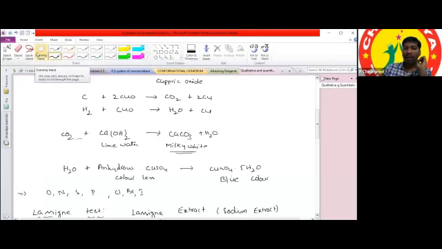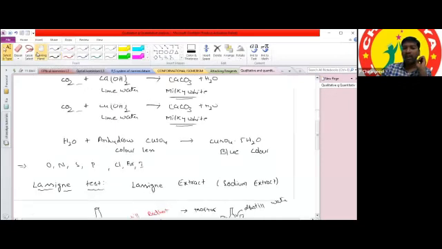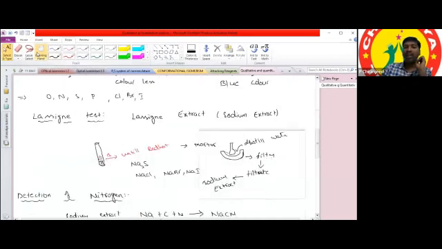After that, organic compounds may contain other remaining elements also. What are the other elements? They may contain oxygen, nitrogen, sulfur, phosphorus, and halogens. Which halogens? Chlorine, bromine, iodine also. Sir, how are we going to identify all these? Here we can do the Lassaigne test. By doing the Lassaigne test, we are going to identify the elements.